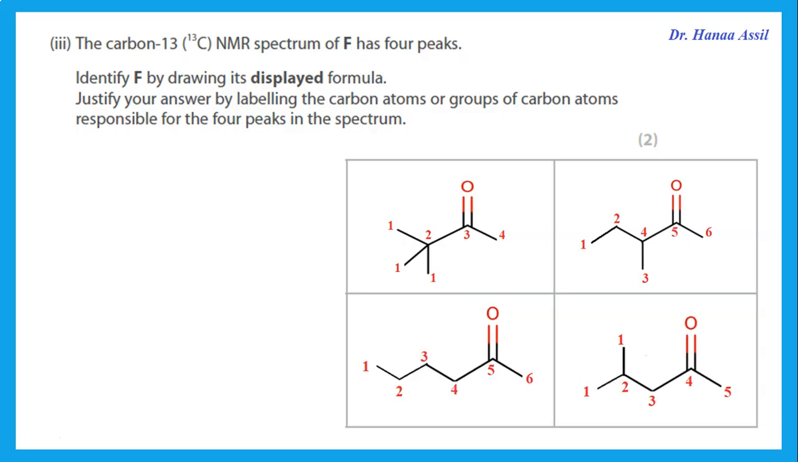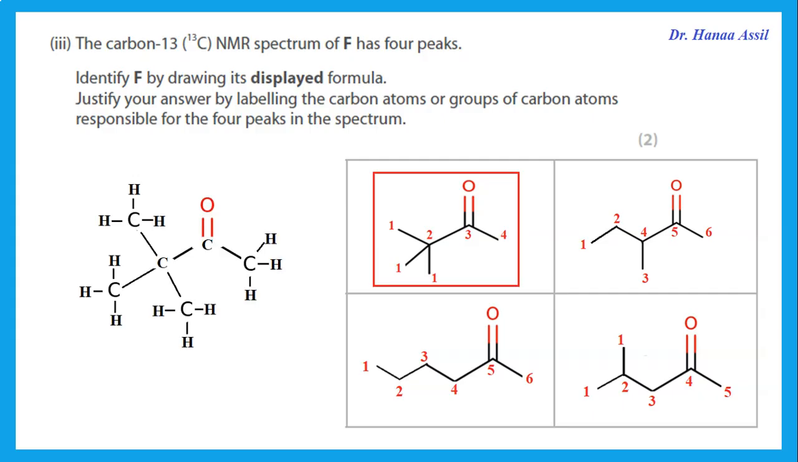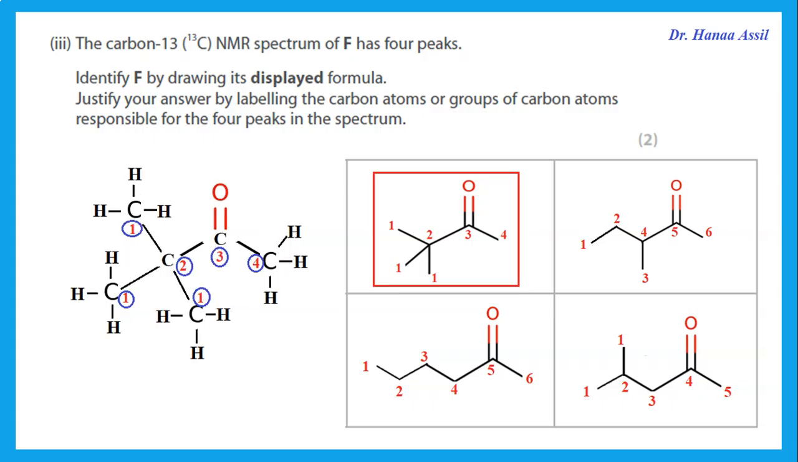The others will give more than 4 peaks if you're looking at it. So this is the formula that we're looking for. Now, the question says, draw its displayed formula and justify your answer by labeling the carbon atoms or groups of carbons responsible for the 4 peaks. So we said the 3 methyl groups on the left end are all similar. The carbon attached to them, that's another one. The carbon of the carbonyl is a third, and the carbon of the methyl group on the right, that is the 4th type of carbon.